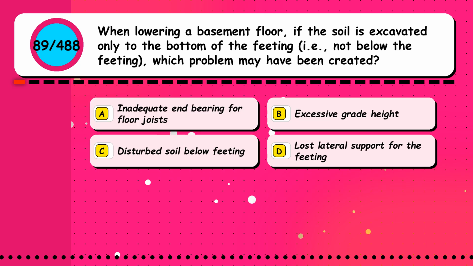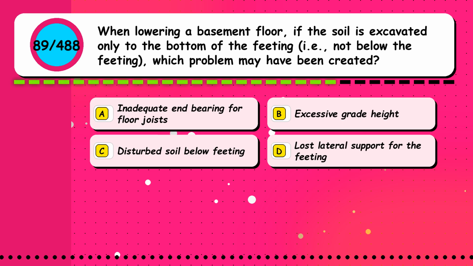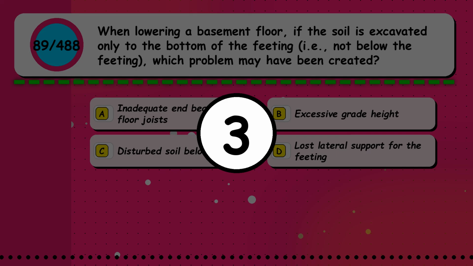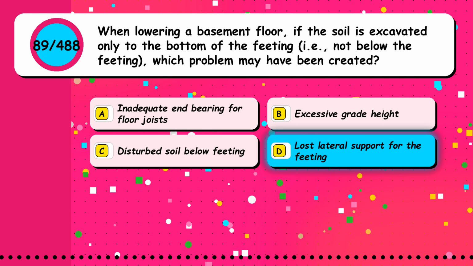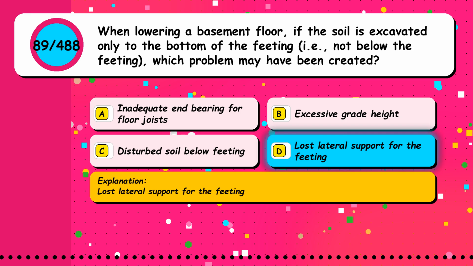Question 89. When lowering a basement floor, if the soil is excavated only to the bottom of the footing, i.e., not below the footing, which problem may have been created? Option A, inadequate end bearing for floor joists. Option B, excessive grade height. Option C, disturbed soil below footing. Option D, lost lateral support for the footing. The correct answer is option D, lost lateral support for the footing.